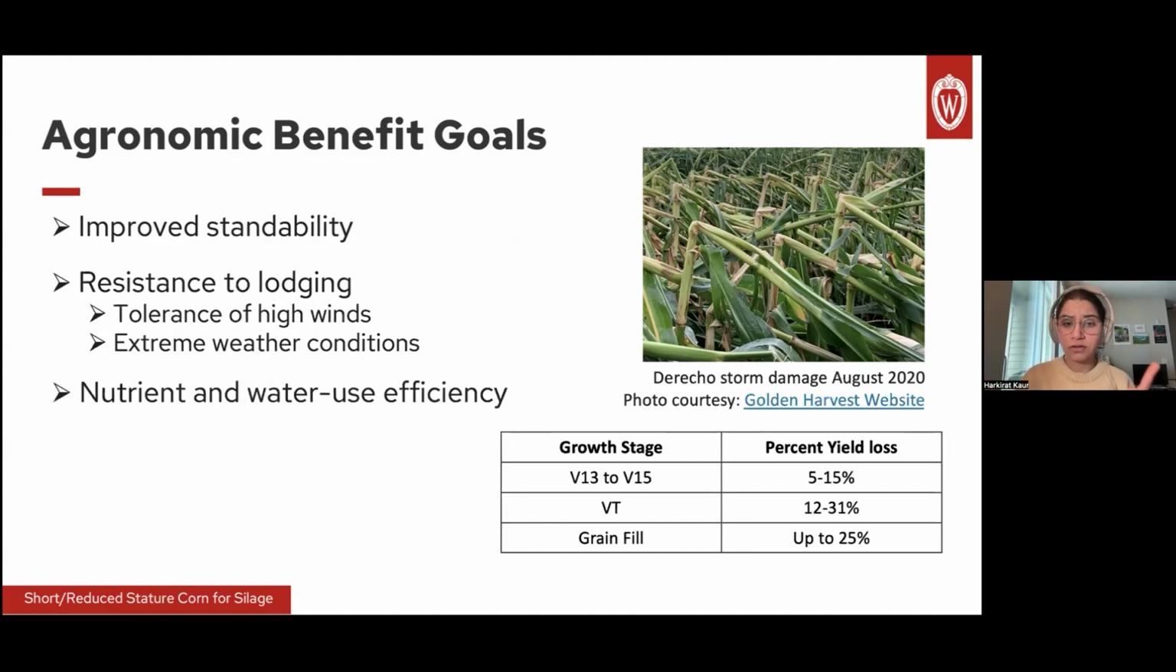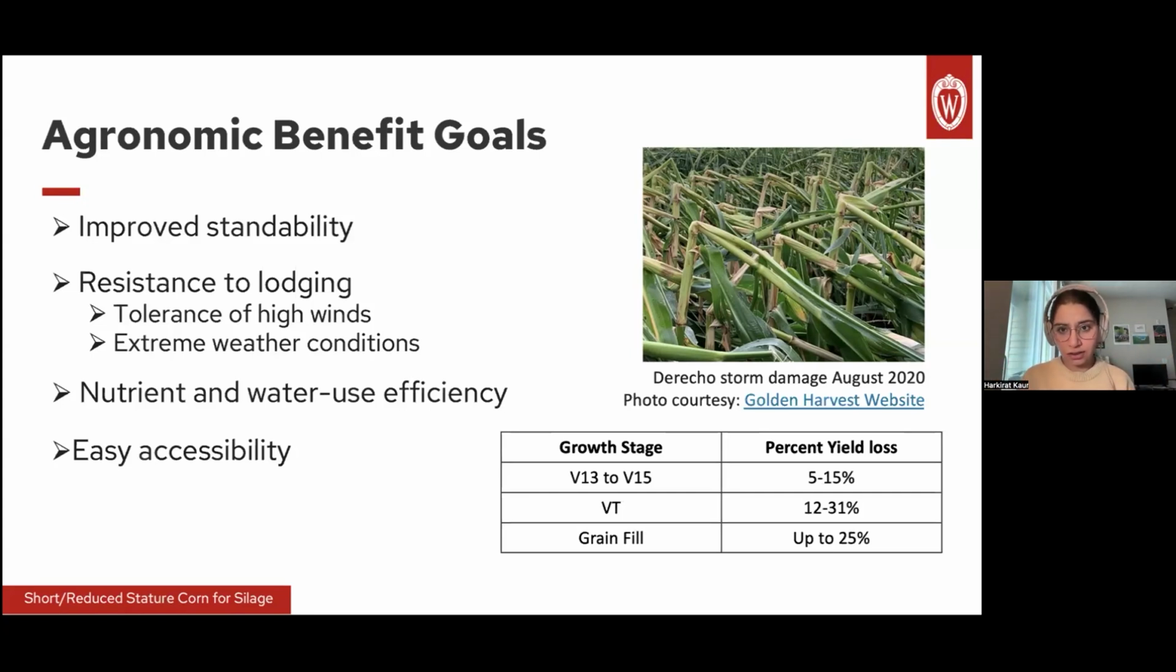Going forward, we are also looking at higher nutrient and water use efficiency, because now we have a plant with a different architecture that would probably have a different distribution of these resources, and would then have a higher or a lower efficiency. That's something we are answering through our research. The last one is easier accessibility for different operations, such as fungicide and insecticide applications. Going in the field with equipment is easier because your corn is about one third to one half shorter than what we are traditionally used to.